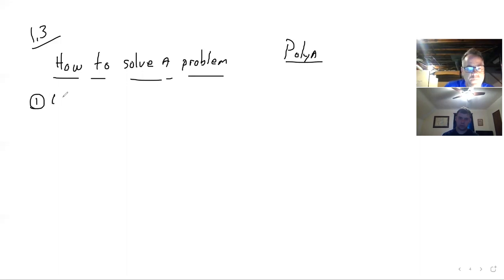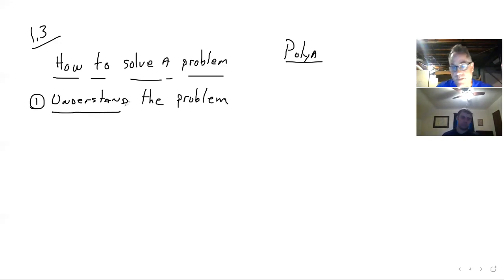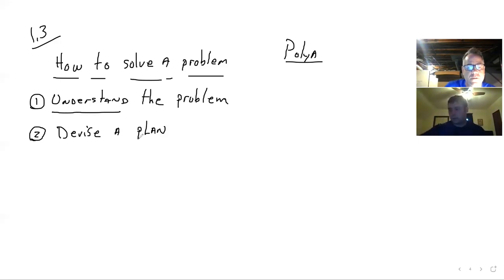One, before you can solve the problem, you've got to understand the problem. You got to know what it is you're looking for. So understanding what it is that you're after. Once you understand, now you're going to devise a plan. Come up with a plan. We're going to talk more about this here in a second. Three, once you've got your plan, carry it out, run it.